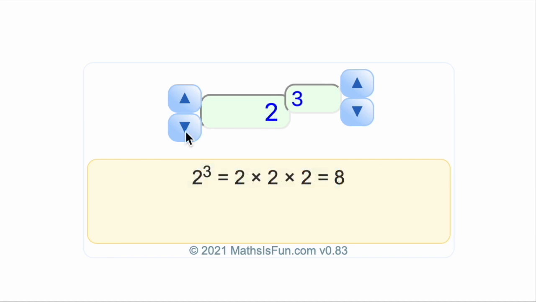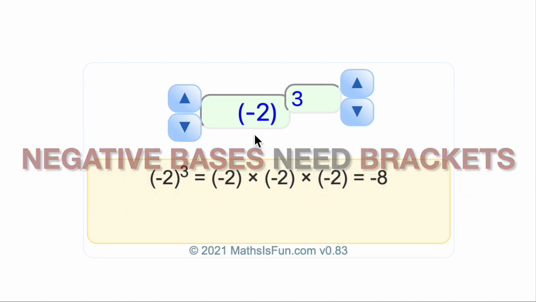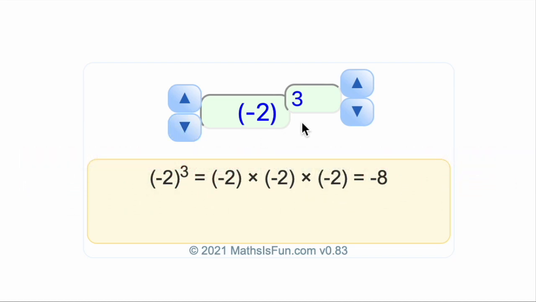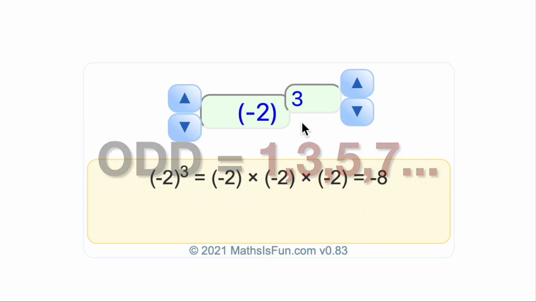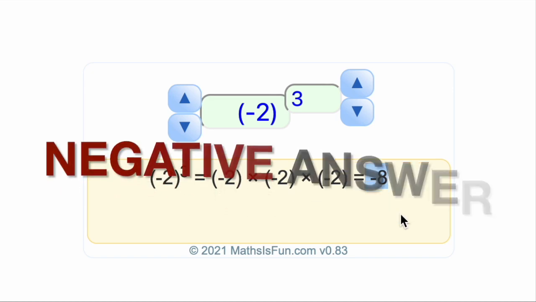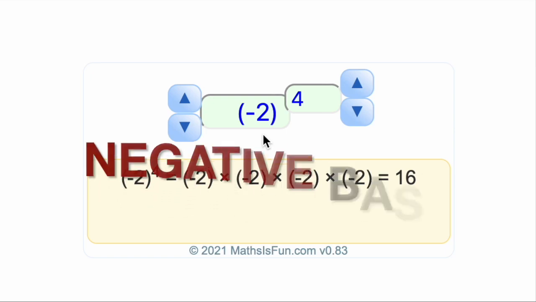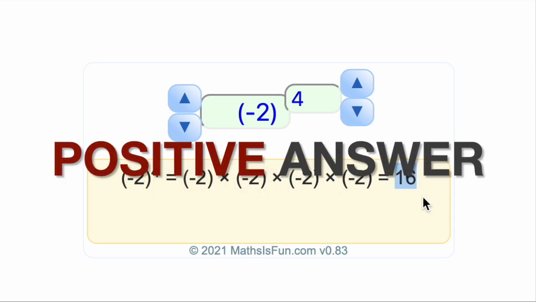If we change the base to a negative number, we need to make sure that we surround the base with brackets. If we have an odd number for the exponent and a negative base, the value will be negative. And if we have an even number for the exponent with a negative base, the value will be positive.